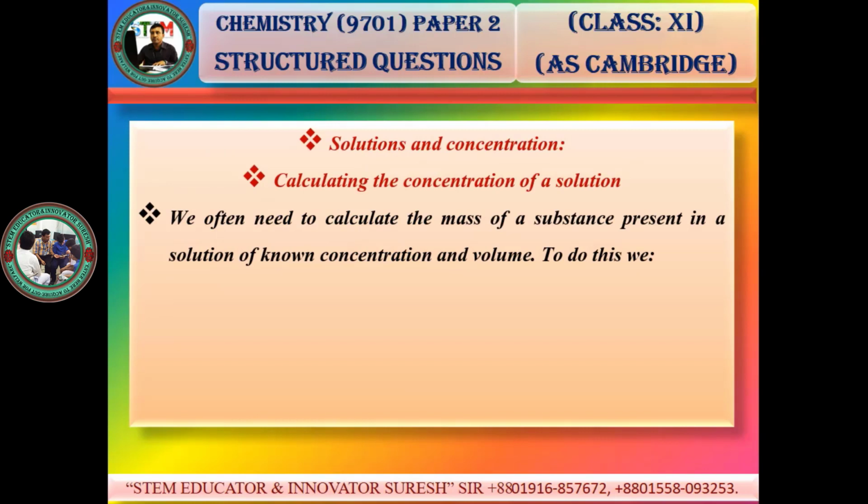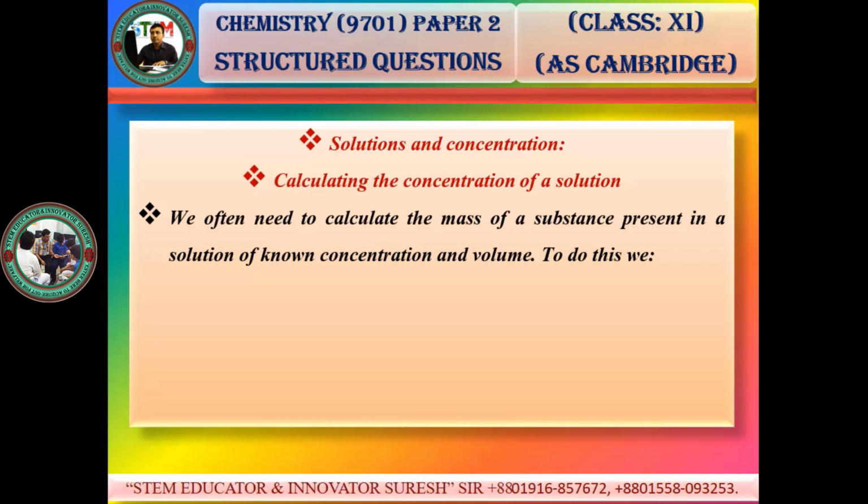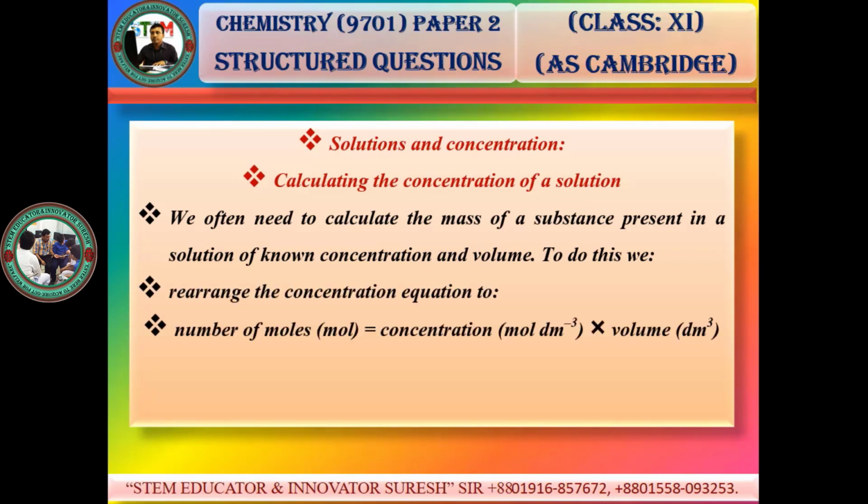Solutions and concentration. Calculating the concentration of a solution is important. When the concentration of a compound is given in a reaction, or volume is given, then we have to calculate the number of moles from here. We often need to calculate the mass of a substance present in a solution of known concentration and volume. Usually it can be paper 1, paper 2 or paper 3, anywhere. To do this, we have to rearrange the concentration equation: moles equals concentration in mole per dm cube multiplied by the volume in dm cube.